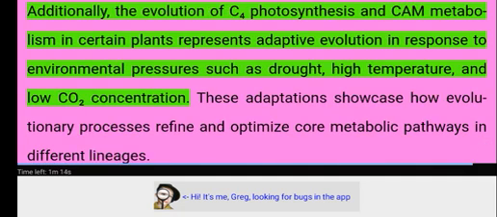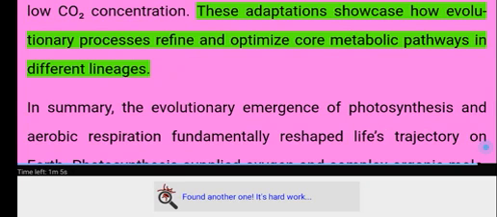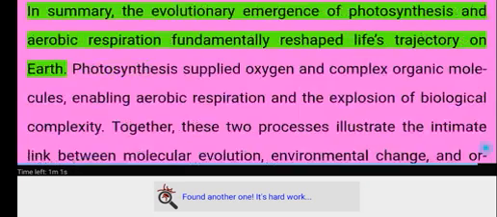Additionally, the evolution of C4 photosynthesis and CAM metabolism in certain plants represents adaptive evolution in response to environmental pressures such as drought, high temperature, and low CO2 concentration. These adaptations showcase how evolutionary processes refine and optimize core metabolic pathways in different lineages.